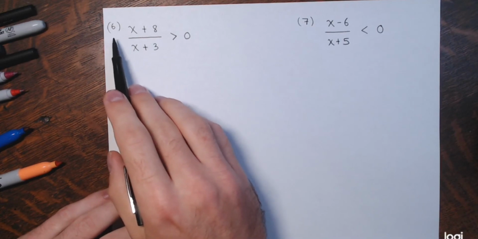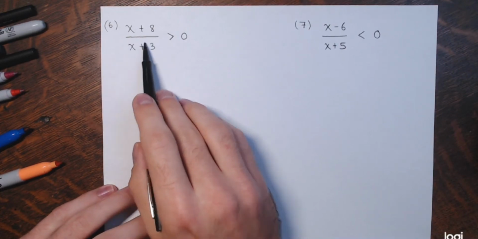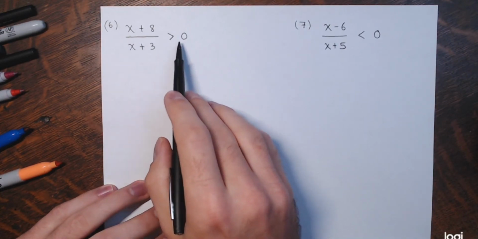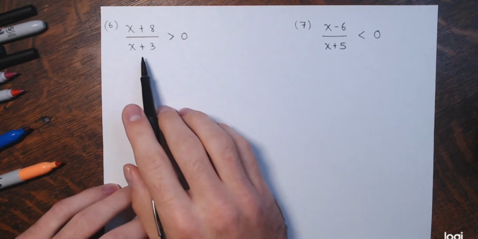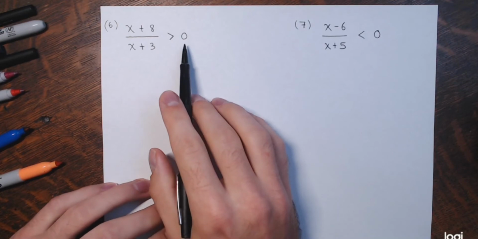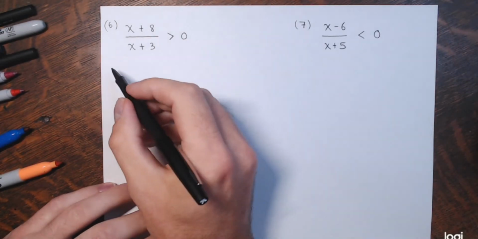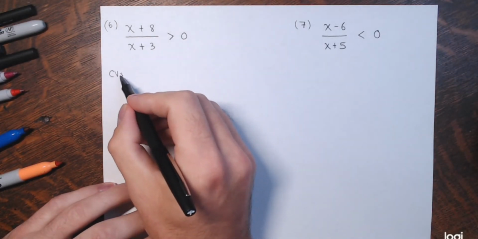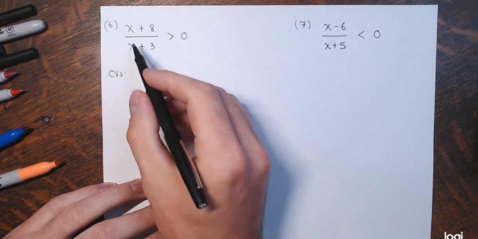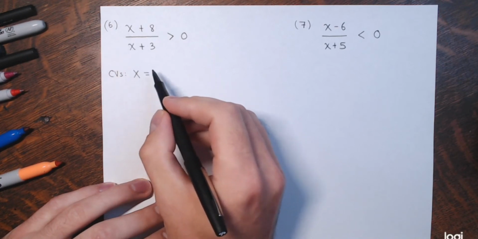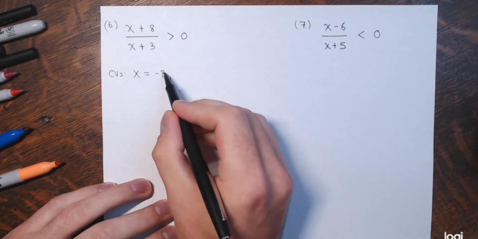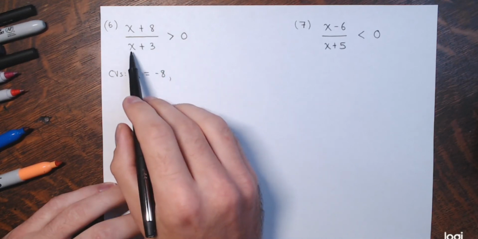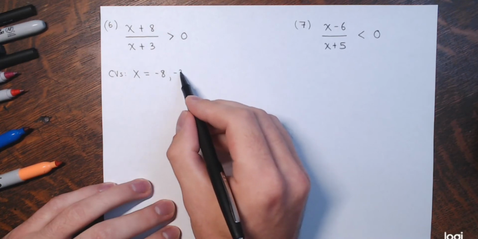Example 6. (x + 8)/(x + 3) is greater than 0. It's already set up the way I wish: a single fraction on the left, 0 on the right. So now I want the critical values. We have x equals negative 8, which would make the numerator 0, and the value of negative 3 for x would make the denominator 0.